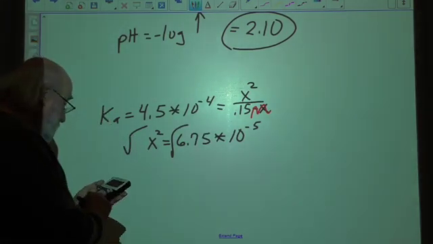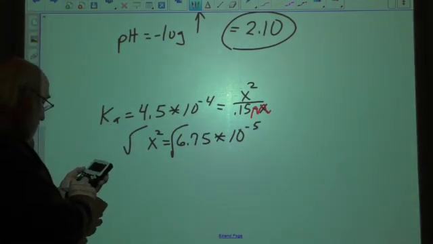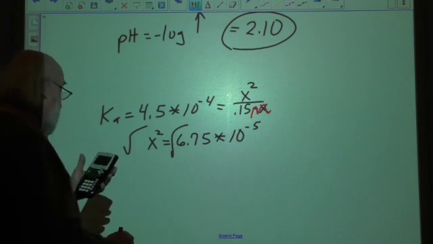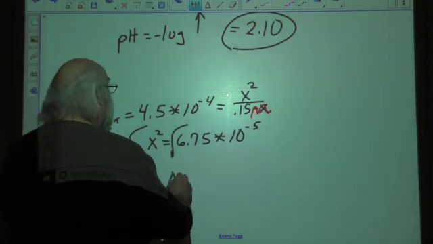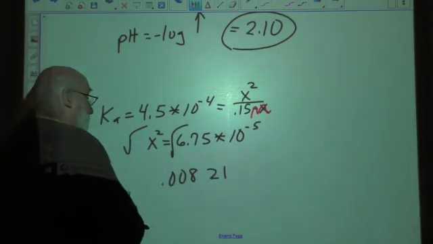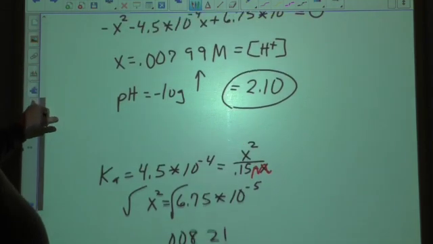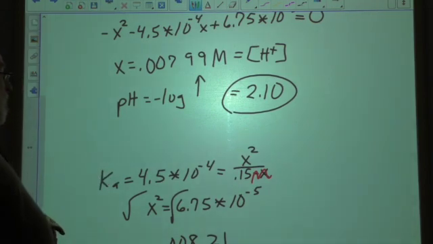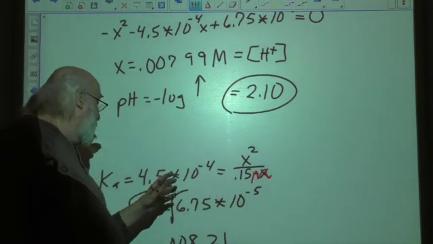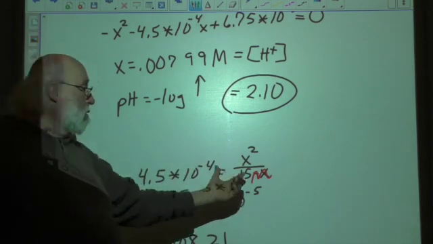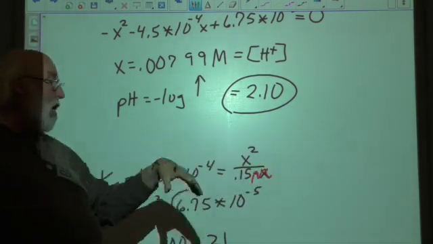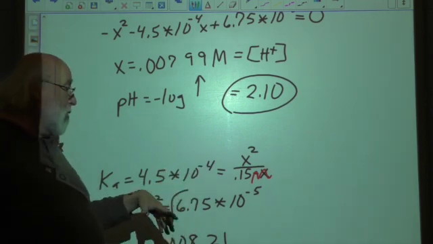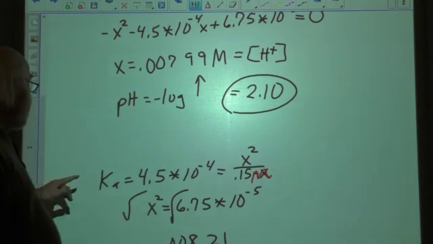So now let's take the square root of 6.75 e negative 5, and let's see what we get for an answer. We get 0.00821. It's not exactly the same as that. Close. And I will tell you right now, the greater the disparity, the smaller the Ka, the more likely you should do it. So I would say that when you get to Ka's of 10 to the negative fifth and smaller, do it this way.